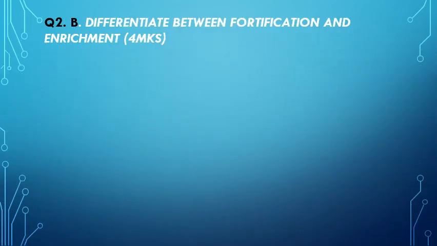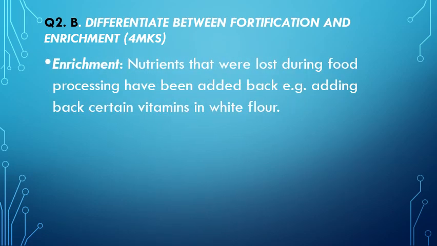Now, differentiate between fortification and enrichment. When we talk of enrichment, what do we mean? Nutrients that were lost during food processing have been added back. Imagine you're about to process cassava, for example, you want to transform raw cassava to gari.